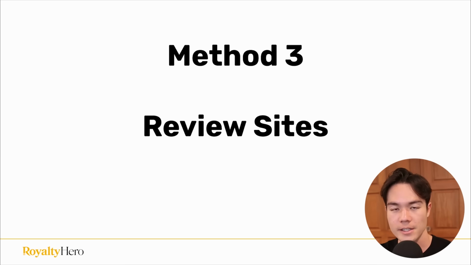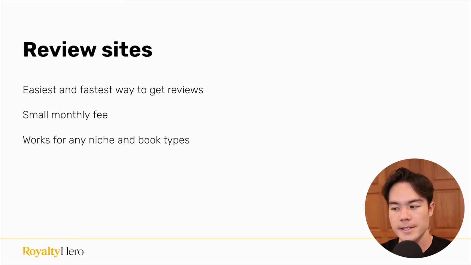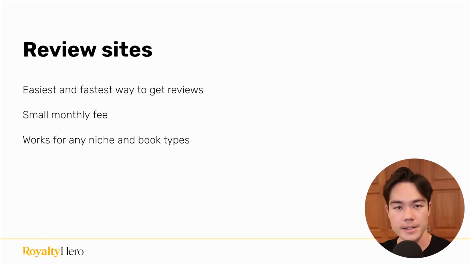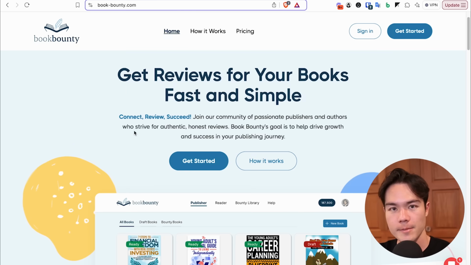So if you want something that's quicker and you don't mind paying just a little bit for it, then method number 3 is using review sites. Review sites are by far the easiest and the fastest way to get reviews, but it does come with a small monthly fee. Okay. And this works for absolutely any niche, any book type, whether you're doing low content, medium content, high content, fiction, nonfiction, anything.